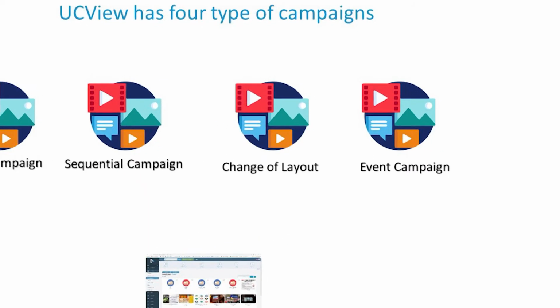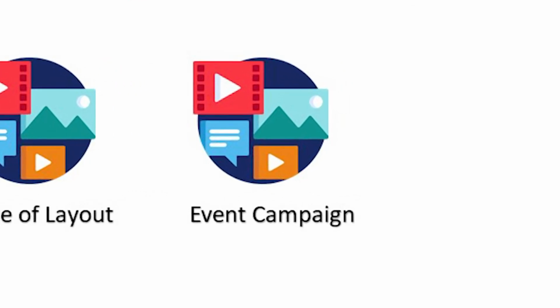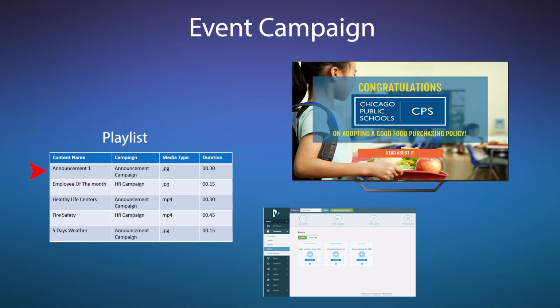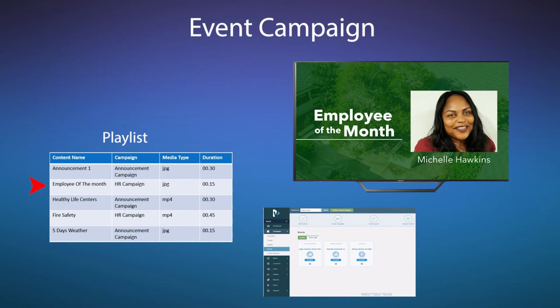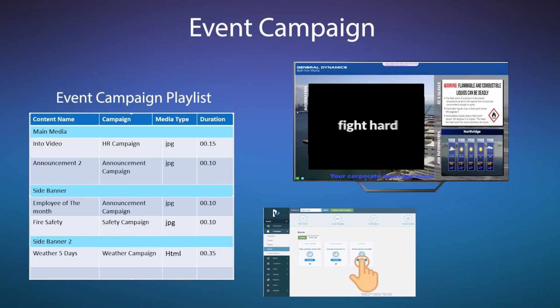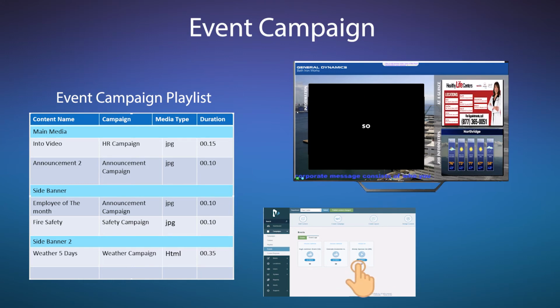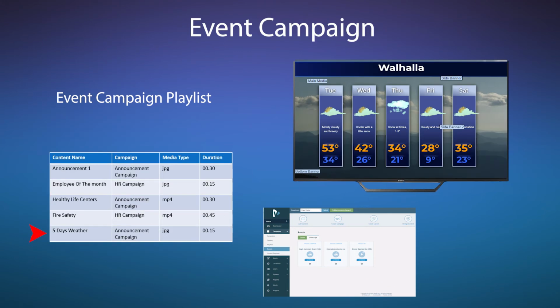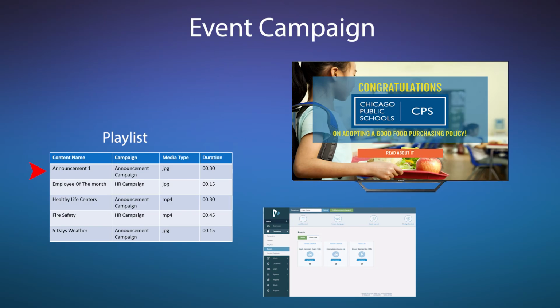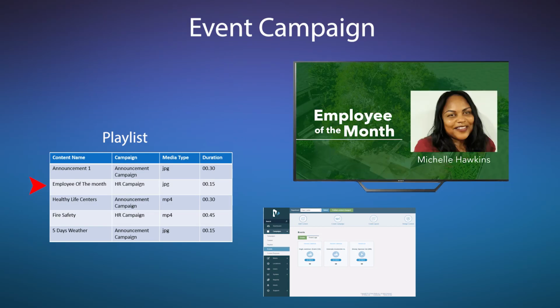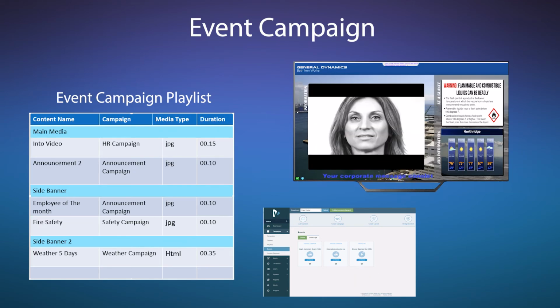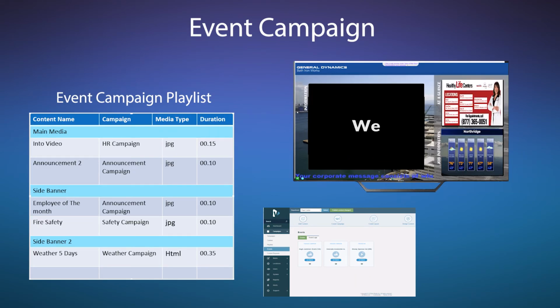Event trigger campaign. Trigger or event campaigns are mini playlists that can be triggered immediately, by schedule, or manually. This type of campaign will play the entire campaign in a loop until manually stopped or the time range expires. Event campaign will take over the current campaign and will play until stopped. When stopped or expired, it will revert back to the main loop.